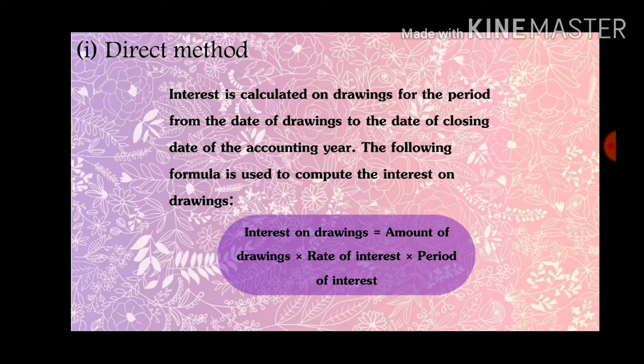Now we can see the first method, the direct method. In this method, interest is calculated on drawings for the period from the date of drawings to the closing date of the accounting year. The following formula is used to compute the interest on drawings in the direct method: interest on drawings equals amount of drawings into rate of interest into period of interest.